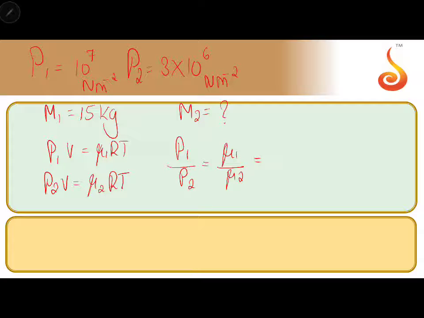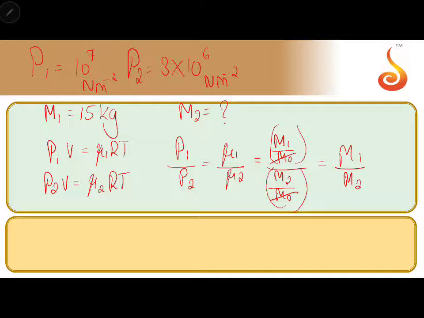And you know the formula for mu1. Mu1 is m1 by molecular weight. Mu2 is m2 by molecular weight. Molecular weight gets cancelled. You have m1 by m2. If you substitute all the values, you have got P1 to be around 10 to the power 7, and P2 is supposed to be 4 into 10 to the power 6.